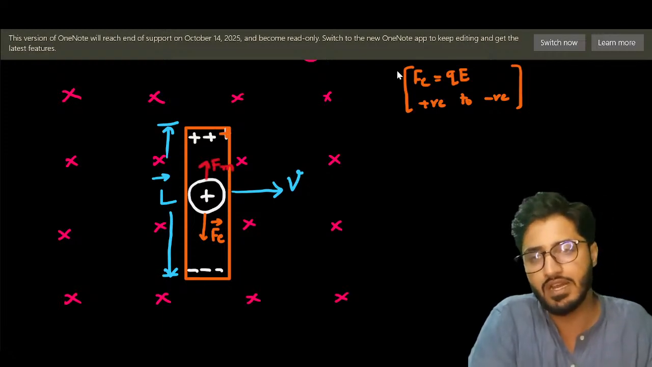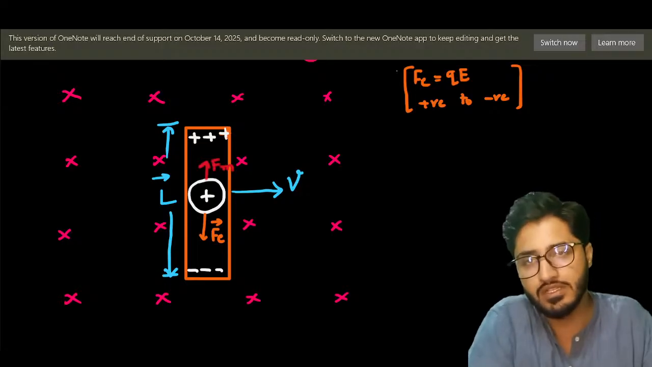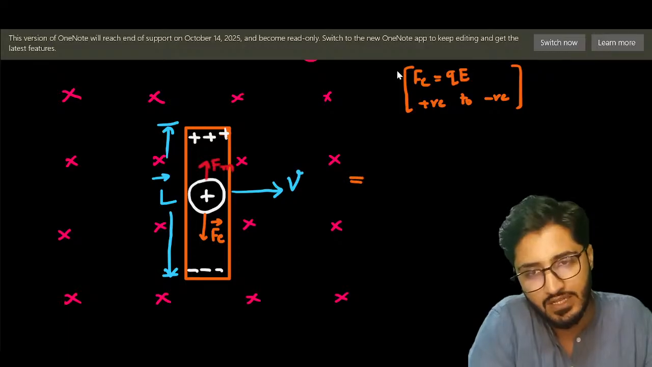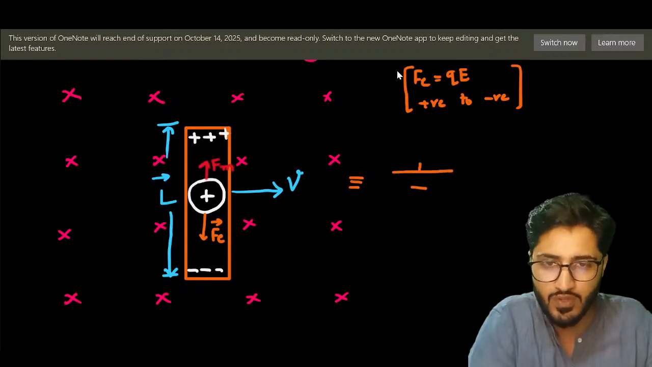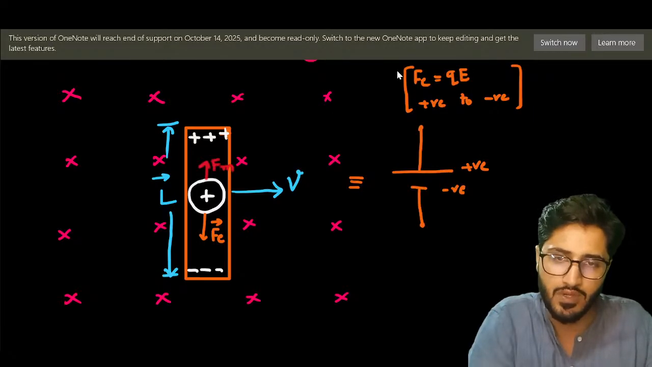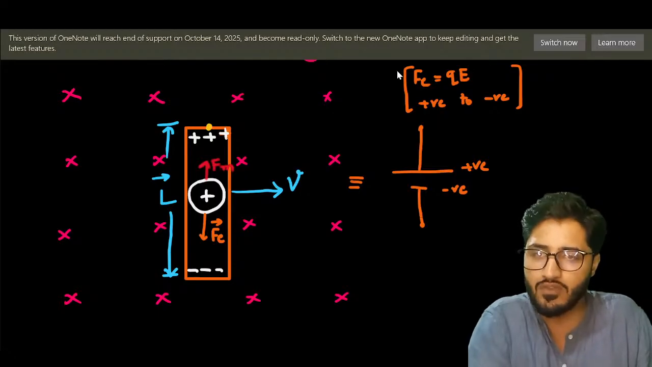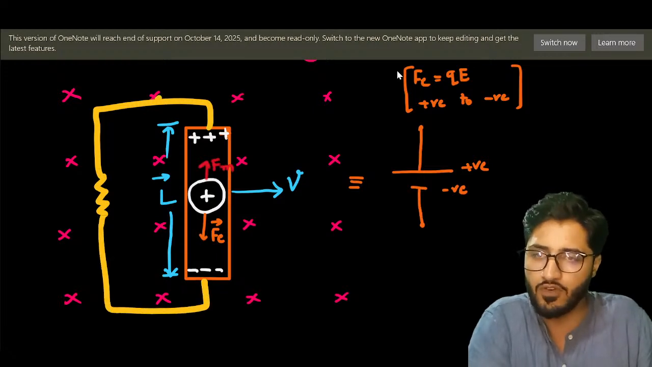So here we are having charged particles. This particular figure is equivalent to this: below we are having negative, upper we are having positive. So I can make it like this. It will act as a battery, with the positive terminal on top. We can assume here a resistance. Current will flow from the positive side to the negative side.